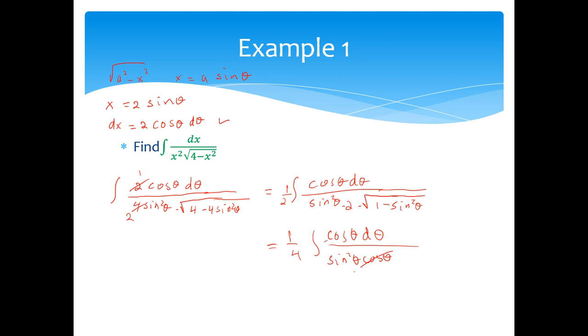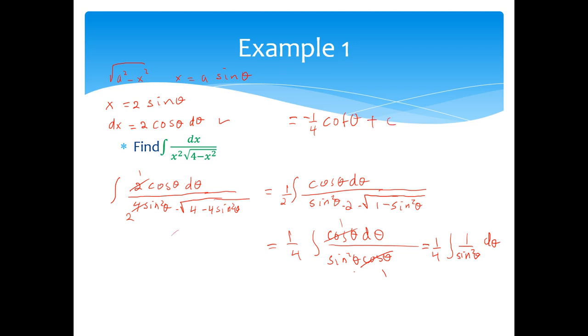So cosine theta cancels. Then it's going to be 1/4 integral of 1 over sine squared theta d theta. That gives you the integral of cosecant squared theta, which is negative cotangent theta plus c.